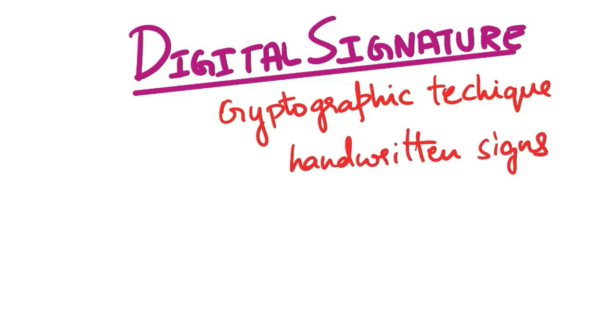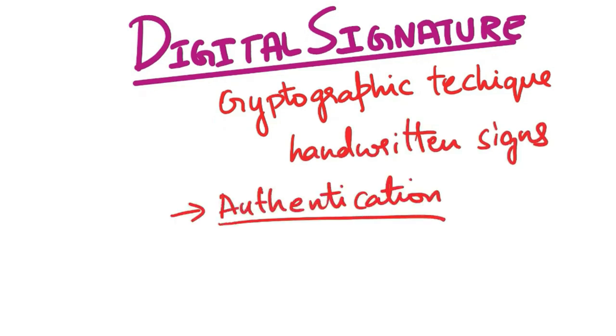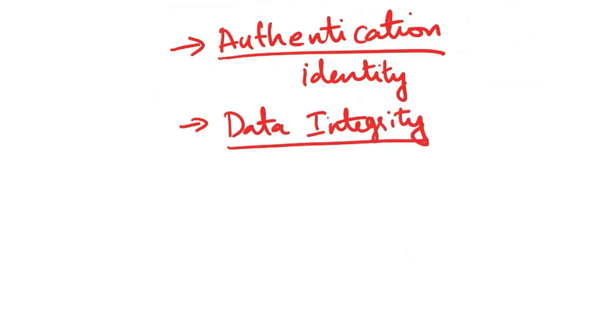And now let's see the primary purposes of digital signatures. First purpose is authentication, that is verifying the identity of the sender or creator of a digital document or message. A valid digital signature confirms that the document was indeed signed by the claimed sender. Next purpose is to provide data integrity, that is ensuring that the content of the digital document or message has not been altered in transit or since it was signed.